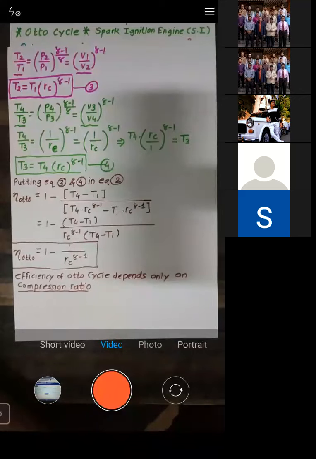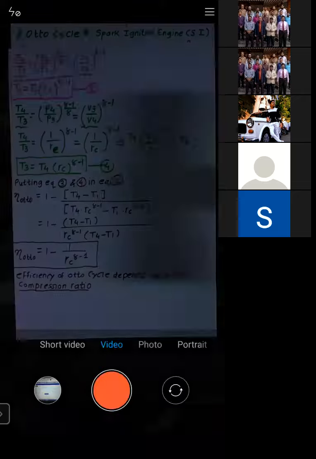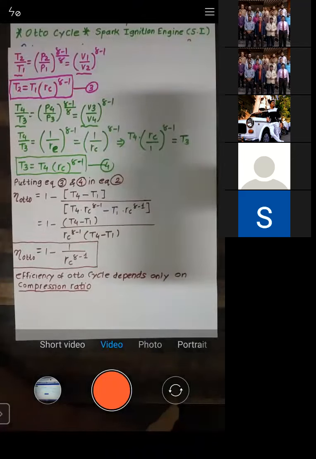Okay. So see, if there is no question, we can conclude today's session. And in the next session, we'll be starting with the diesel cycle followed by dual cycle.